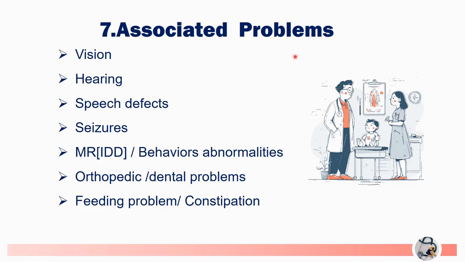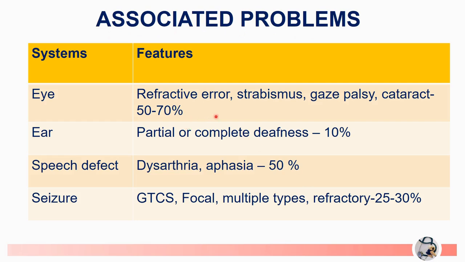Then you go and check for the associated problems. In the history also I had mentioned, and in examination also you have to check all these points. Associated problems can involve the eyes, vision, hearing system, ear, speech defects. The child may have seizures. There might be mental retardation or intellectual developmental disability and behavioral abnormalities, orthopedic and dental problems, feeding problem and constipation. These are a few problems. The systems involved can be eye. In the eye, 50 to 70% of cerebral palsy children have eye problems like refractive error, strabismus, gaze palsy, cataract. So you should consult the ophthalmology department. 10% of cases may have partial or complete deafness, and in 50% of cases there might be dysarthria, aphasia. So this includes the ENT department.